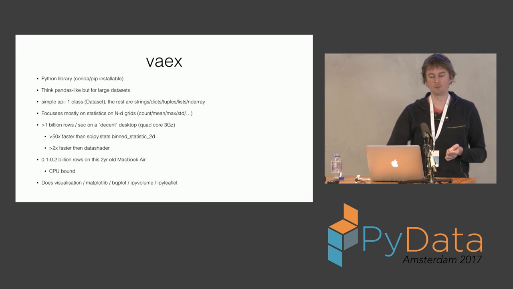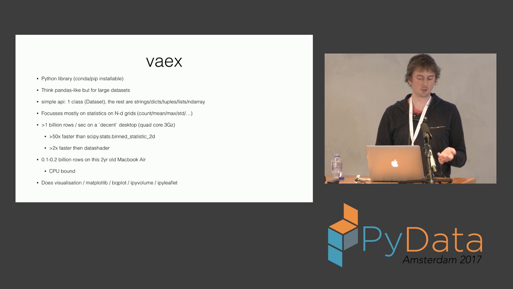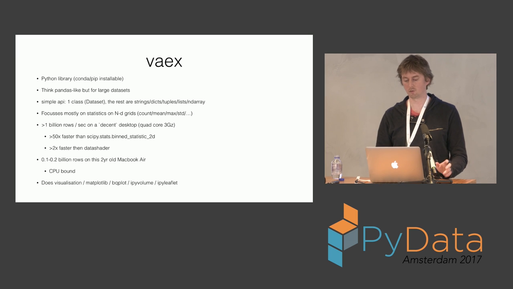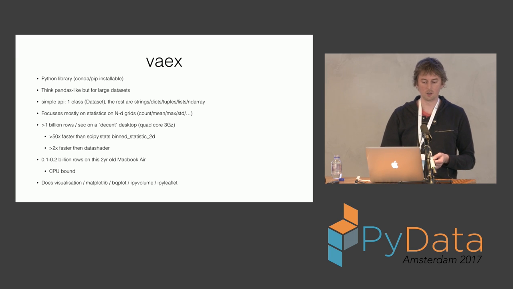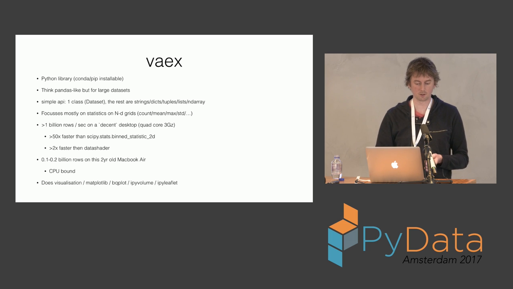And that's what the Python library Vaex does. You can think of it as a pandas-like library, but for large datasets. Pretty simple API, just one class to wrap some of the NumPy arrays, and the rest are just basic data types. And it focuses mostly on ND statistics, like regular statistics on n-dimensional grids, like counts, means, max, standard deviations, etc. So on a reasonable desktop computer, you get about a billion rows a second. So that's 50 times faster than bin statistics if you're using that, and about two times faster or more than Datashader, which tries to tackle a similar problem.